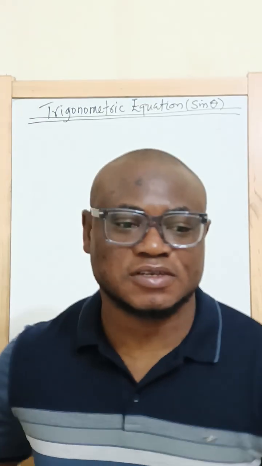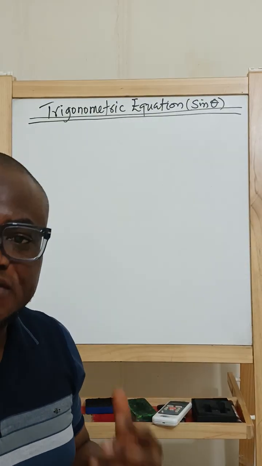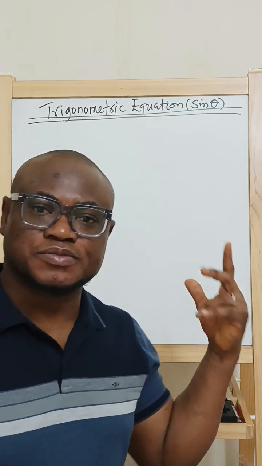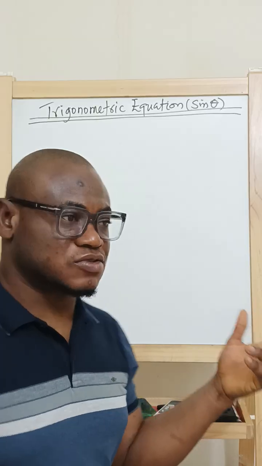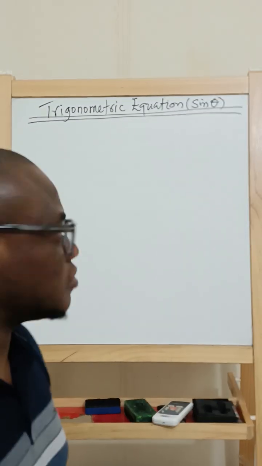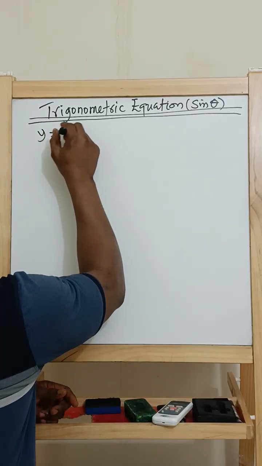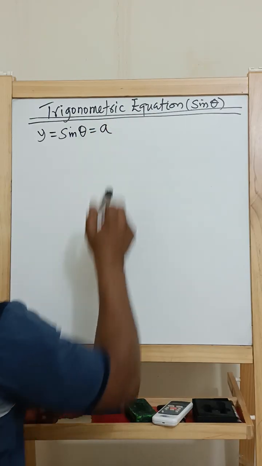So hello, good day. Today we want to look at trigonometric equations involving sine theta. The last time we dealt with cos theta and tan theta. So today we are looking at sine theta. When we have something like this, sine theta equals a.